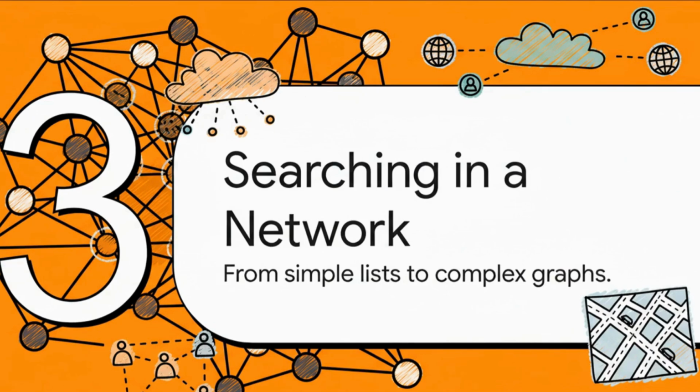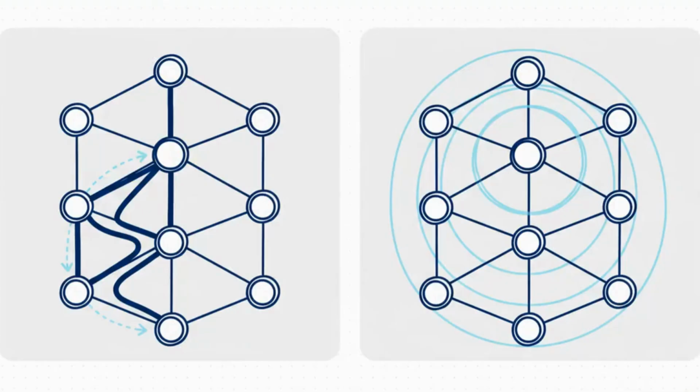But what happens if your data isn't in a neat, orderly list? What if it's a big, complex, interconnected web, like a social network or a roadmap, or even the internet itself? For that, we have to start thinking in terms of graphs. So when we're searching through a graph, we've got 2 main strategies. First up is depth-first search, or DFS. This is like trying to solve a maze. You pick one path and you go as deep as you possibly can until you hit a dead end.